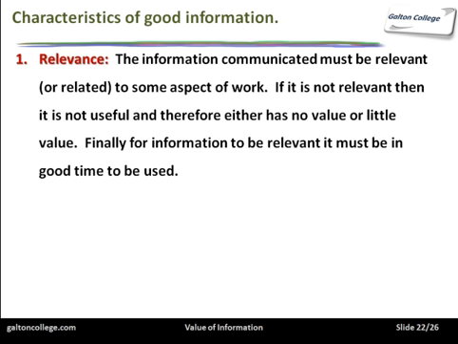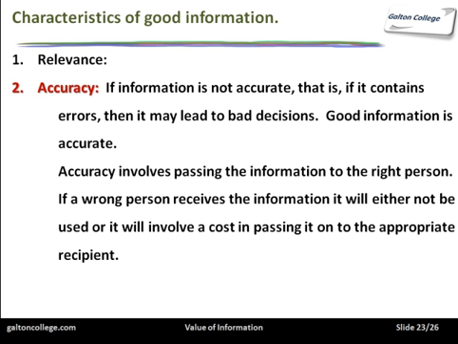Accuracy. If information is not accurate, if it contains errors, for example, then it may lead to bad decisions. Good information is accurate. And also, accuracy involves passing the information to the right person. If the wrong person receives the information, it'll either not be used, or it'll involve another cost in passing it back to the appropriate person.